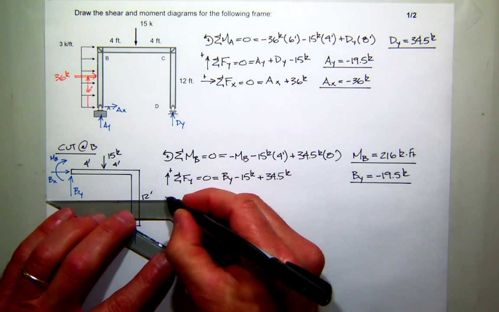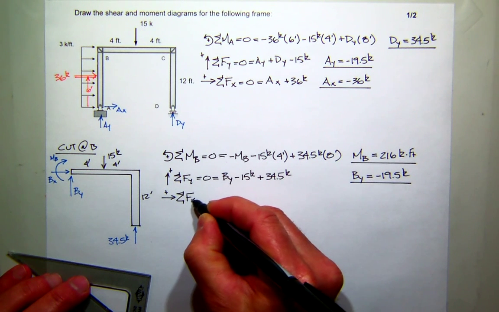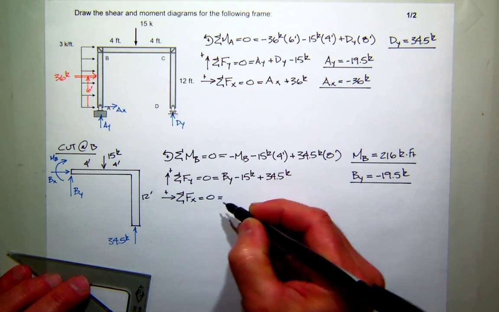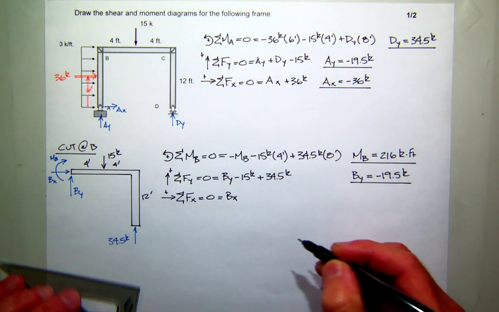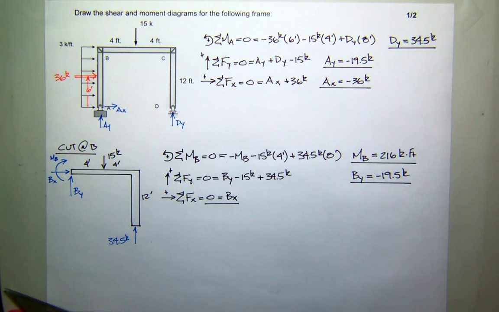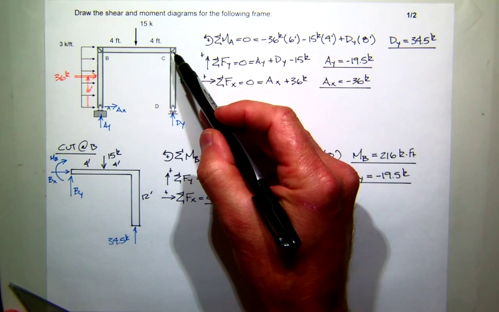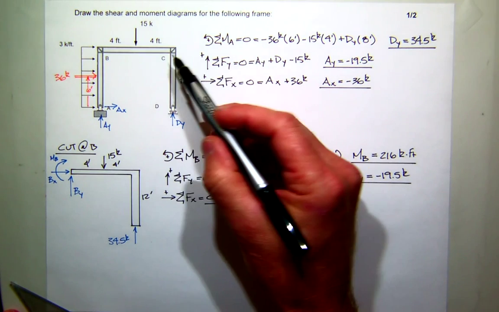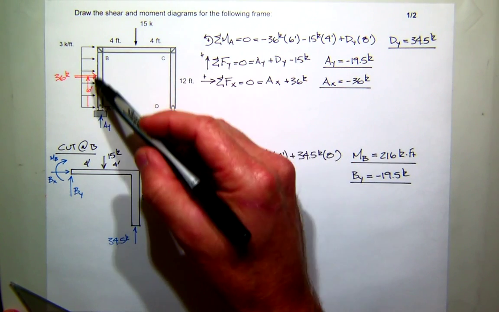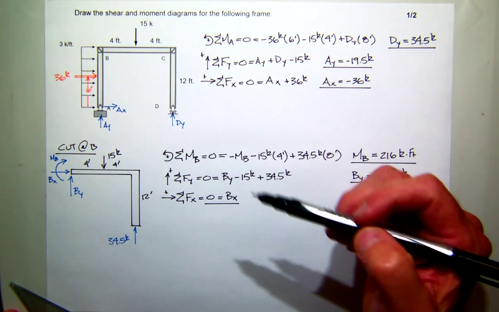Then the last one is X. So I'll sum all my forces in the X direction, make sure I'm in equilibrium. It looks like I have BX and nothing. So it looks like BX has to be 0. Okay? So I've got my internal forces at B. Let's go to internal forces at C. So I'm going to cut it at C. Do you want to work the left side, A, B, C, or the right side, C, D?